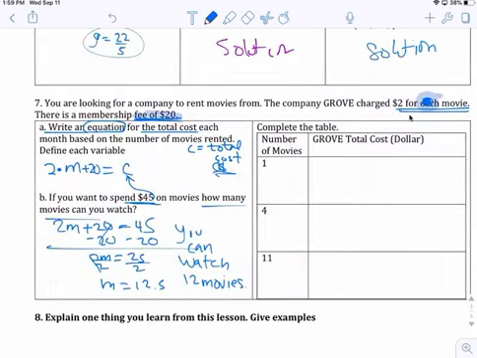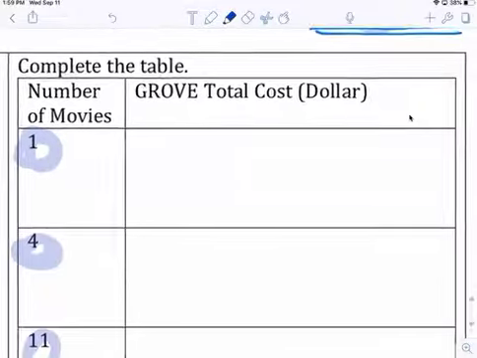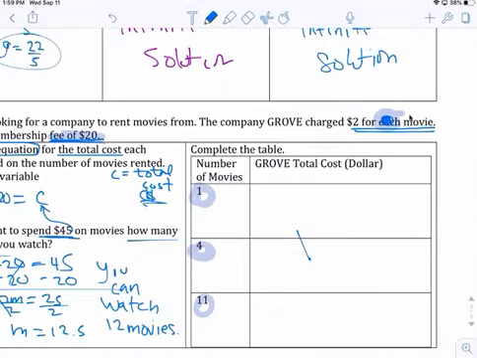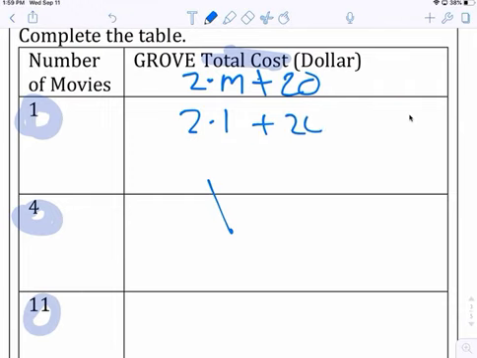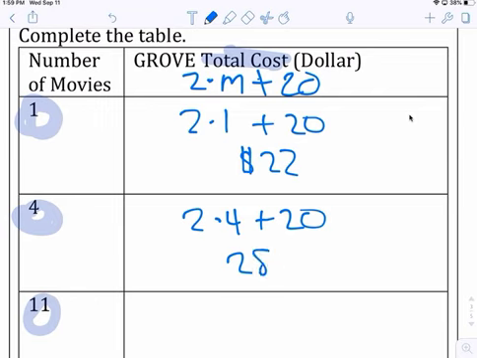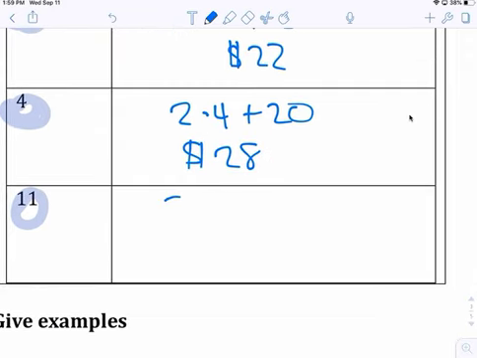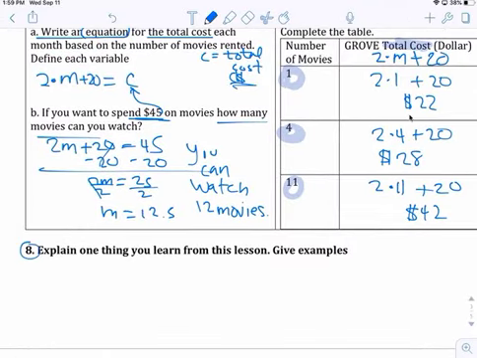Okay. Complete the table. Person number 1, there's 3 people. Person number 2 and person number 3. Person number 1 only watched 1 movie. Remember, it's $2 per movie plus the $20 fee. That's how we find the total cost. So 2 times 1 plus 20 is $22 for this one person. For the next person, it's 2 times 4 for the movies plus the $20, so it's $28. The last one is 2 times the number of movies, which is 11, plus $20. So you get $42 as the total cost. And please explain one thing you've learned today.